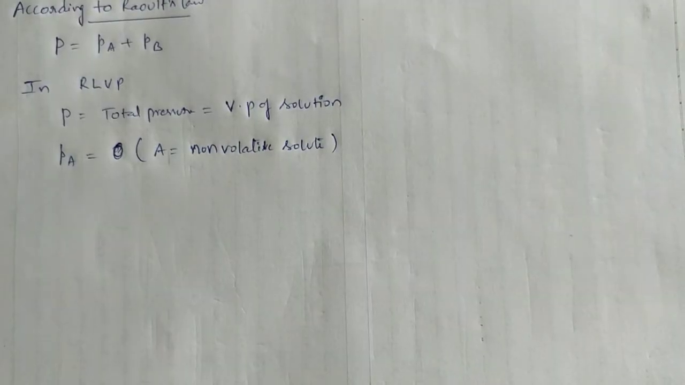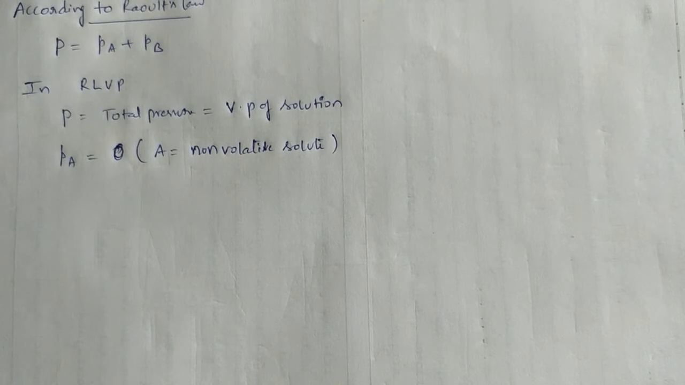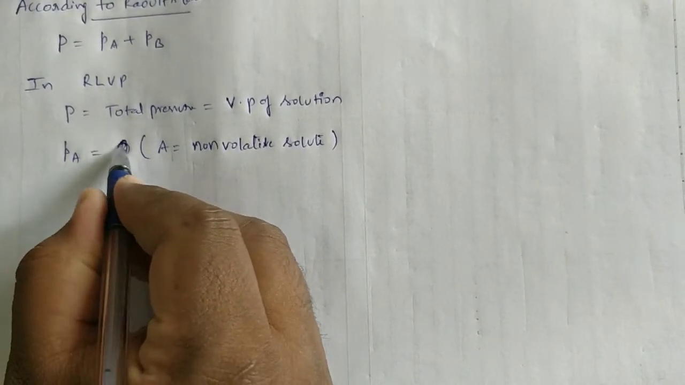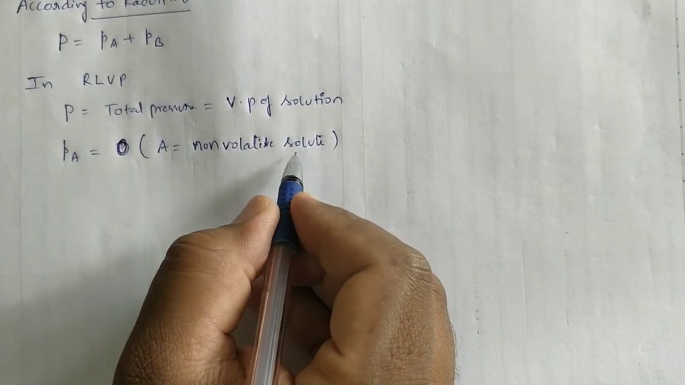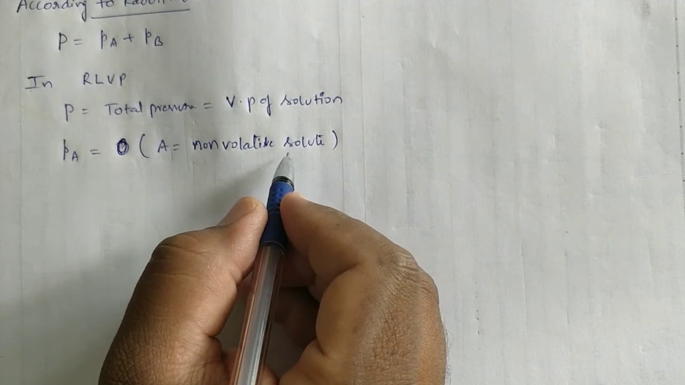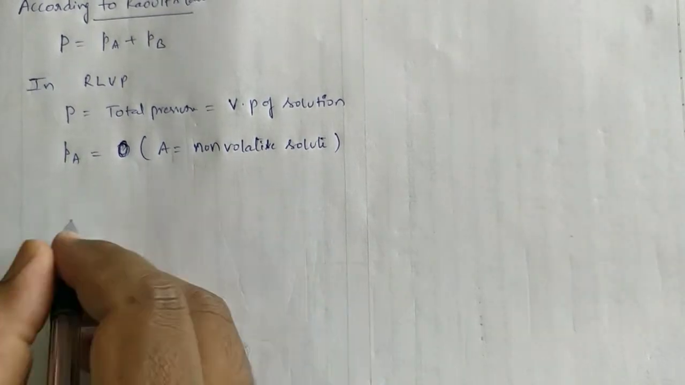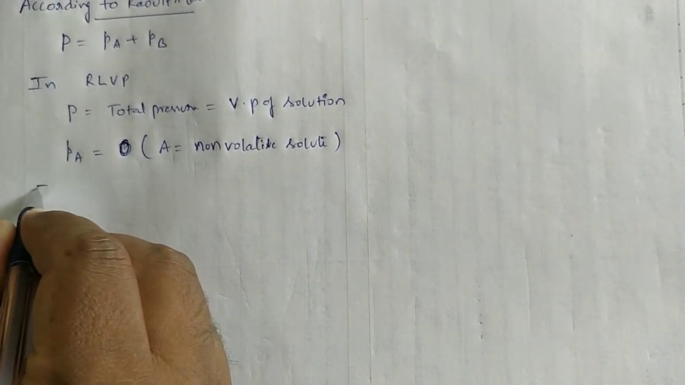When it is non-volatile, its molecules are not converted into gaseous state. Because of that, PA is equal to 0. As A is a non-volatile solute, its particles will not be converted to gaseous state, because of that Pa is equal to 0.